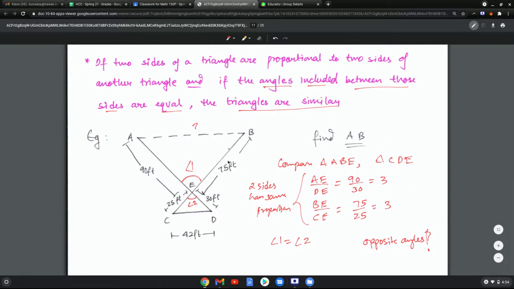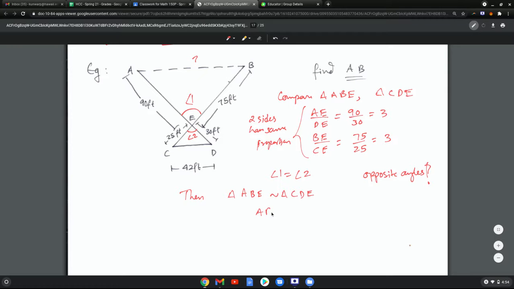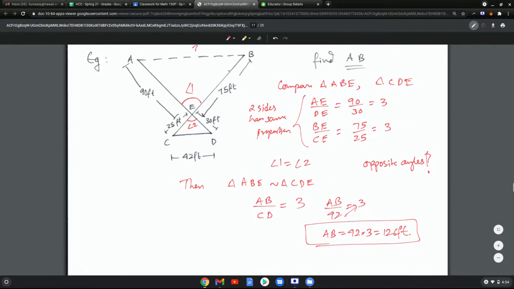So if two sides are in proportion and the opposite angles are equal, then triangle ABE is similar to triangle CDE, which also means that the ratio of AB over CD must be the same, which is 3, or AB over 42 equals 3. You cross multiply, you get AB is 42 times 3, which is 126 feet. So again, that's another way in which two triangles can be similar.